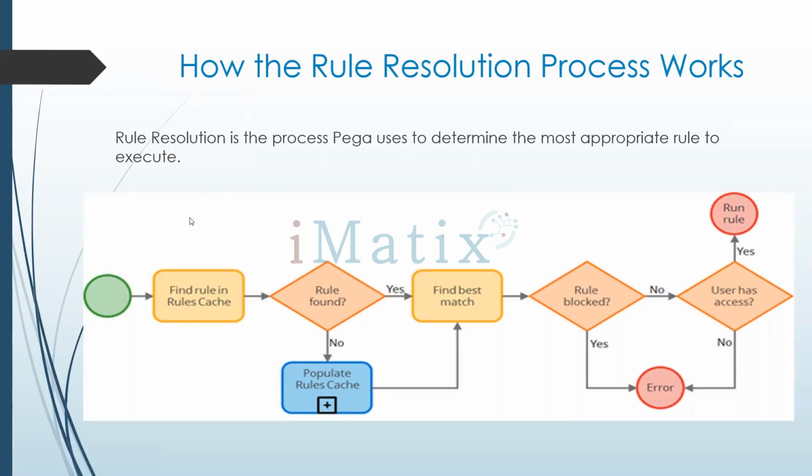The first thing that happens is finding the rules in the rules cache. PEGA gives us different caches for different entities, one of which is your rules cache. This is going to store all the rules related to your application. First, the system goes and checks for the rule in the rules cache.